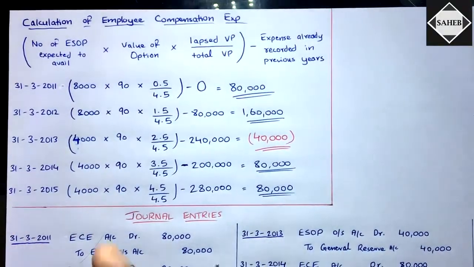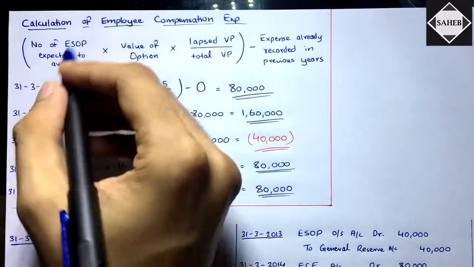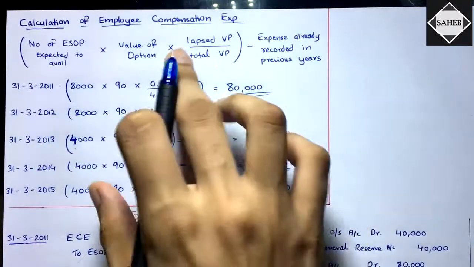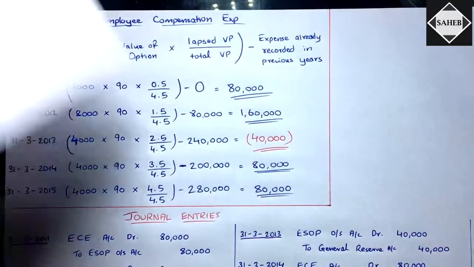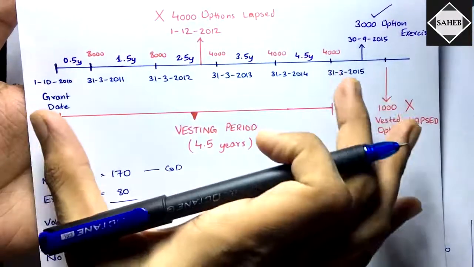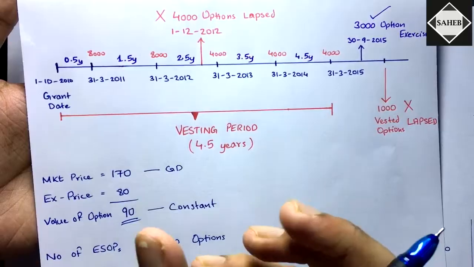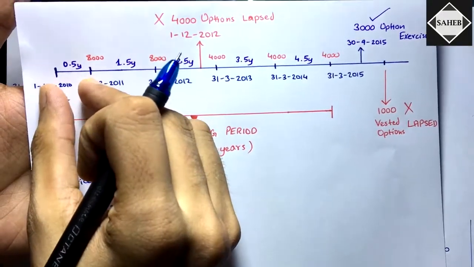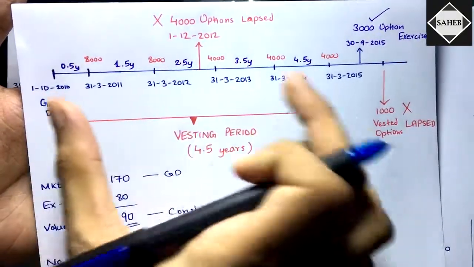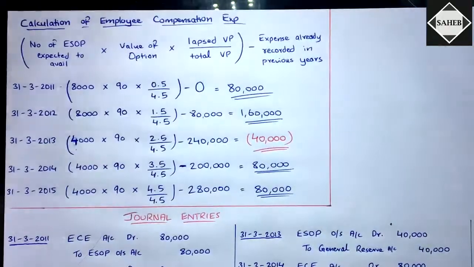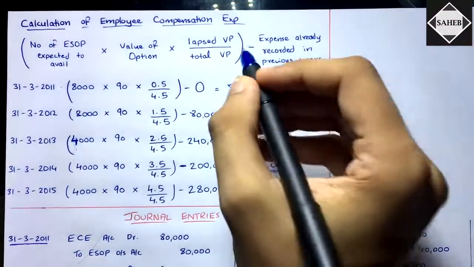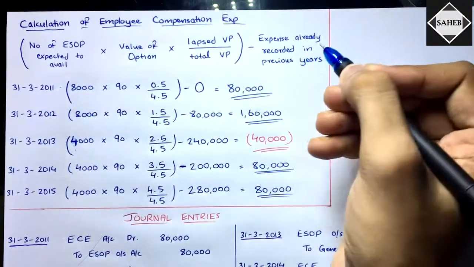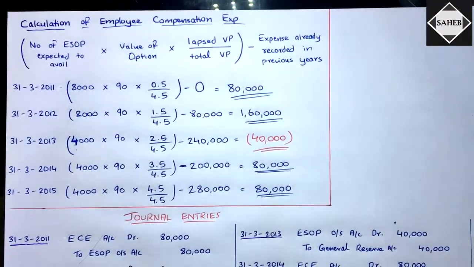Yes. So let's see the calculation. The calculation is very simple. Number of ESOP expected to avail into value of option into lapsed vesting period divided by total vesting period. How much vesting period has been lapsed, has passed, and what is the total vesting period. That fraction you have to take. It's very simple. We have been doing this since the 2 problems now. And then you have to subtract the expense that is already recorded in previous years.